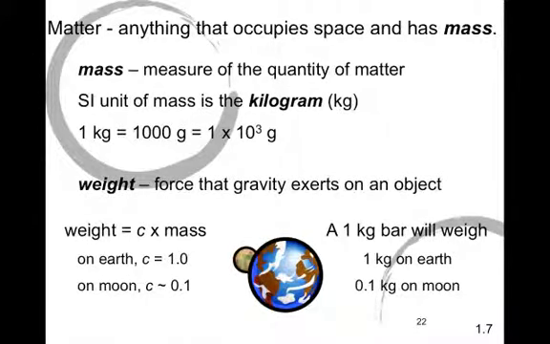Okay, today we're going to talk about the SI units, the metric system, and how we do calculations with our measurements. But to review, matter is anything that takes up space and has mass. And mass is a measure of the quantity of matter. And for the SI units, SI is the System International.